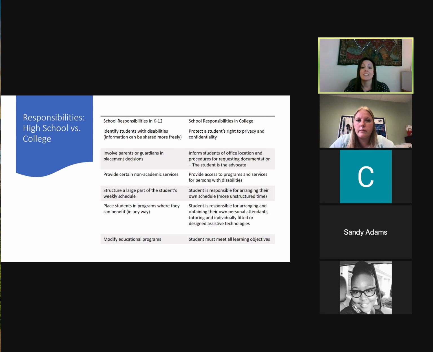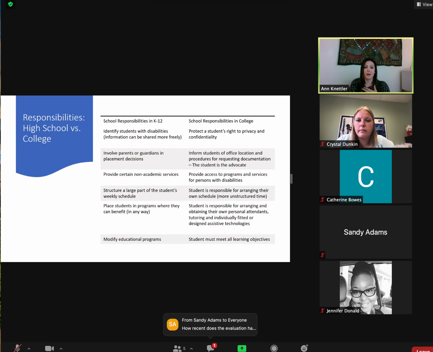In college, it's different. So the school or the university has to protect the student's right to privacy and confidentiality. So once a student registers with my office, they might receive an accommodation letter, but they do not receive anything that they have to share with others that has their diagnosis or their symptoms, nothing like that. The accommodation letter doesn't include that information. And I would need a signed written consent from that student to even share that with their parents or anyone else that doesn't have a need to know at the university.